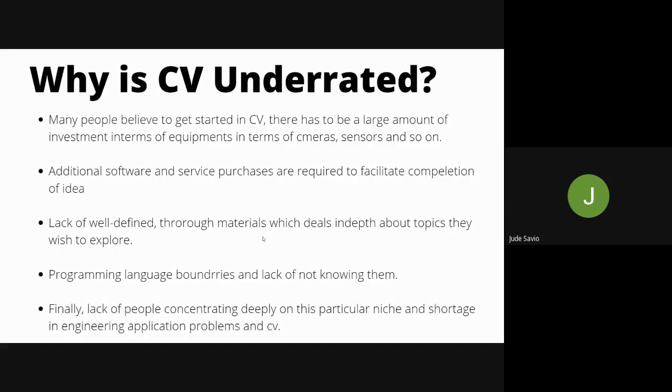But the truth is, for the CV aspect of things, you can do it in all these three languages basically. And finally, the lack of people concentrating deeply on this particular niche and a shortage of engineering application problems in CV. So not many people get started in CV is basically the whole point of this slide. I'm just here to prove it wrong actually.